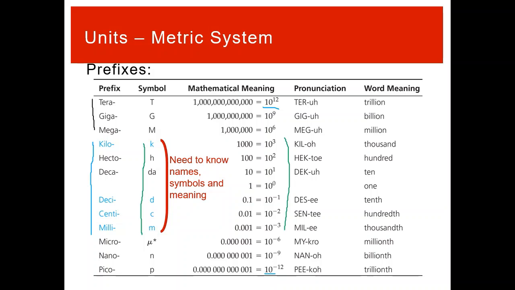Some of them do have commonplace use. Tera, giga, and mega correspond to the size of files. Byte is the unit for the size of computer data. So megabytes, gigabytes, terabytes, those are metric prefixes that you're using. And tera is 1,000,000,000,000 bytes.